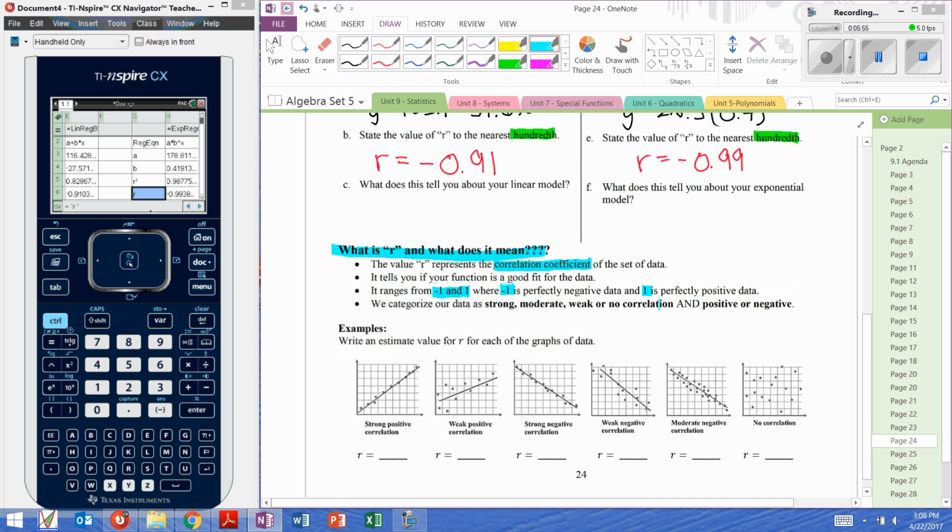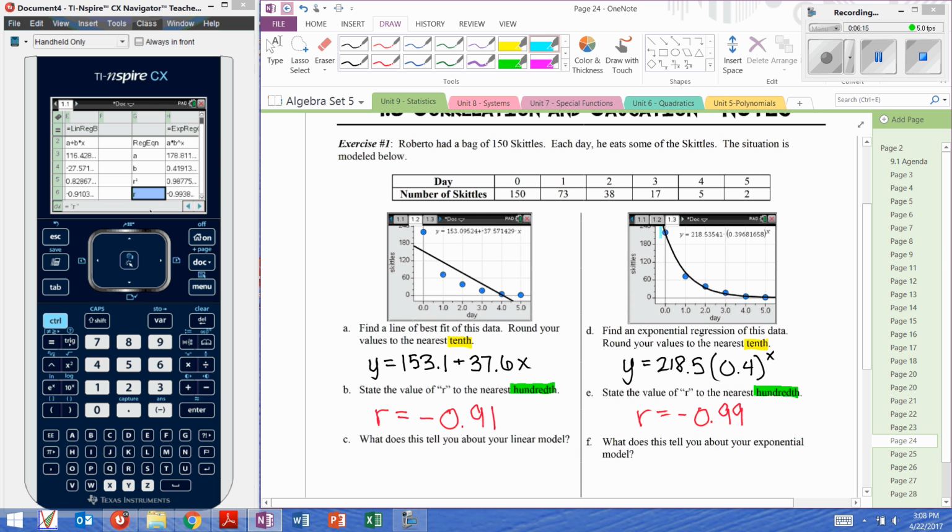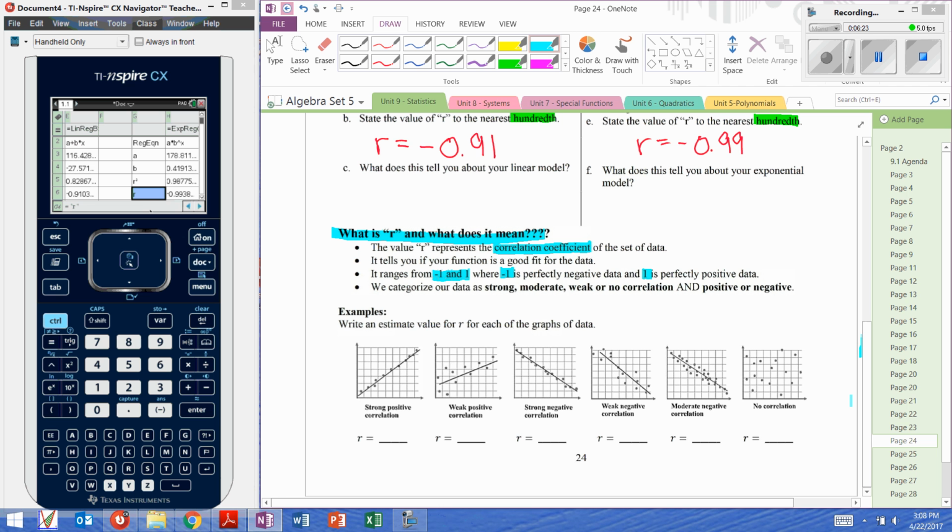Okay, now I'm starting to see. So look at our negative. This is a -0.91. That's pretty close to -1. But look at here, -0.99. That's really, really, really close to -1. This is almost perfectly negative data. If you look at the exponential regression, you would probably agree that this exponential line or curve models the data much better than our line of best fit does.